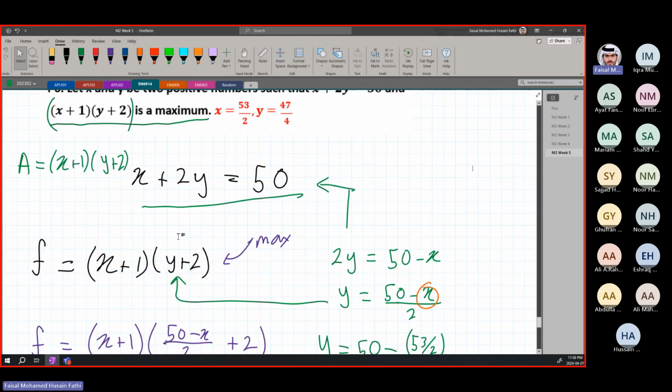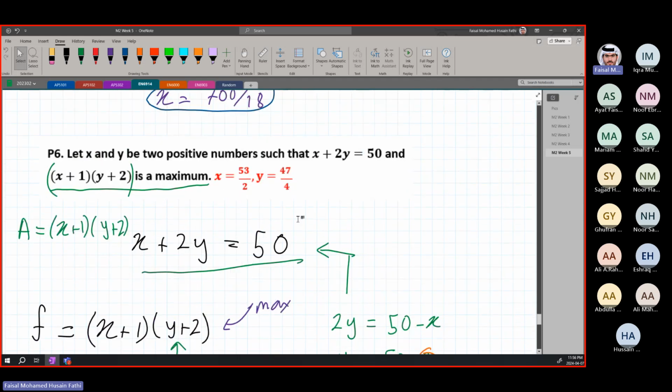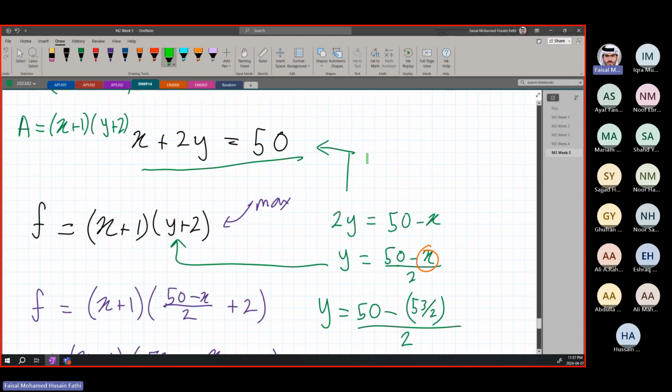How did I find the f? The f is given in the question. It's just x plus 1 and y plus 2. Again, we were given this equation, x plus 2y is equal to 50. From this equation, we managed to find x in terms of y.